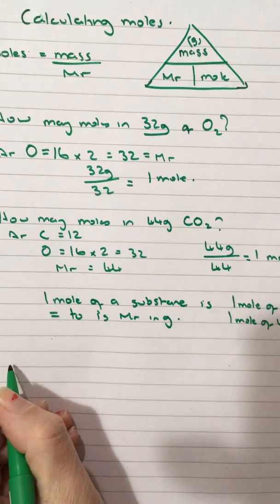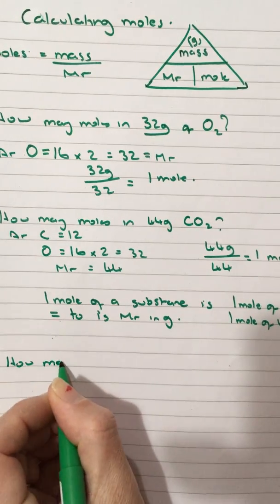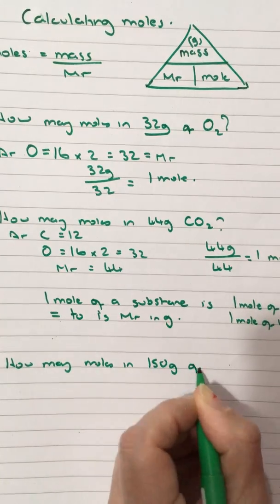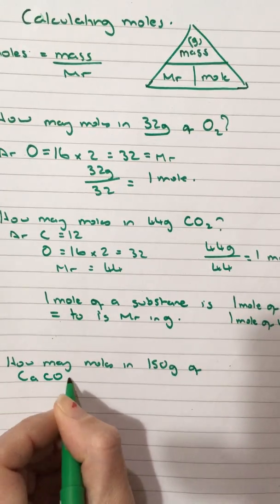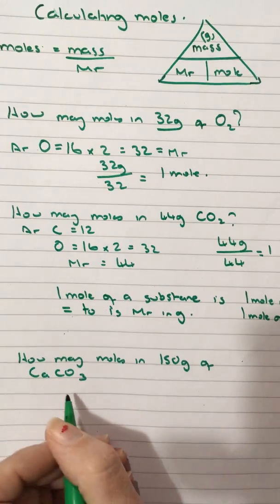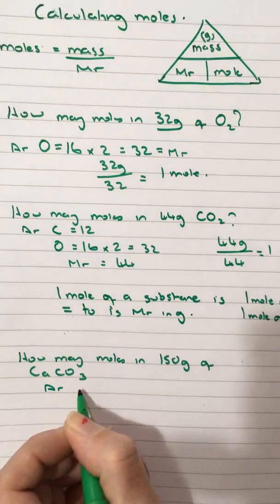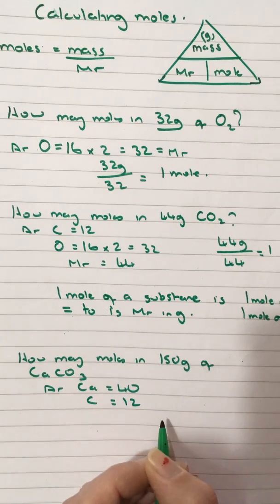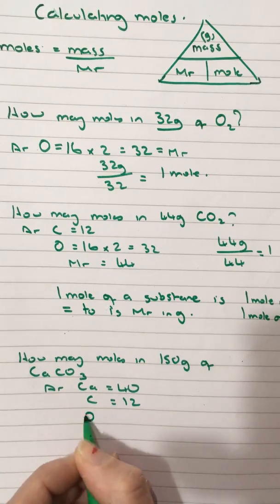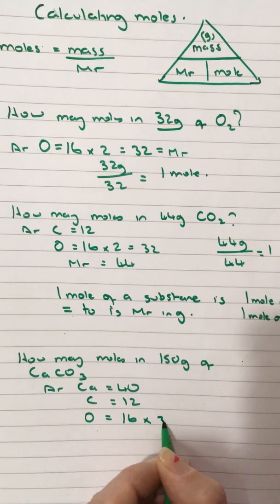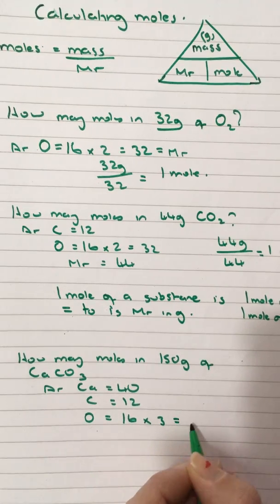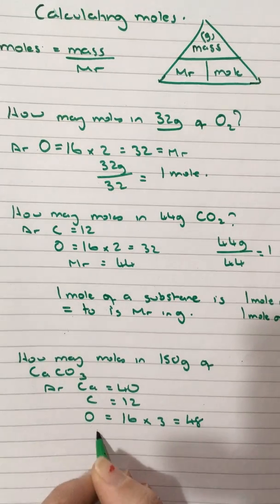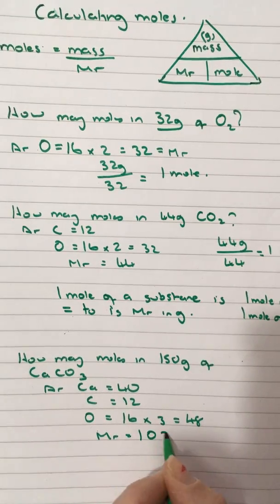So, how many moles in 150 grams of calcium carbonate, CaCO3? So again, you need to work out the Mr. So the atomic mass of calcium is 40, the atomic mass of carbon is 12, and the atomic mass of oxygen we've already seen is 16, so you've got 3 of those, so that's going to be 48. So if you add 40, 12, 48, the total Mr of calcium carbonate is 100.